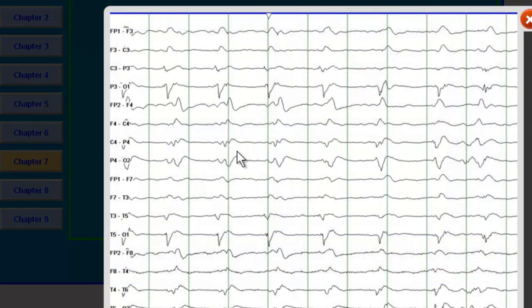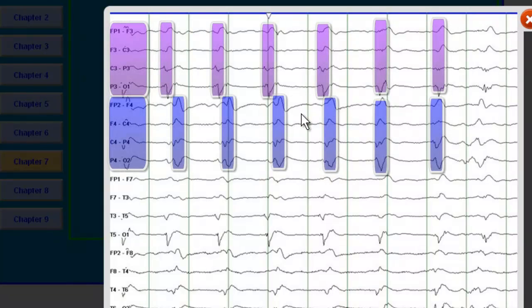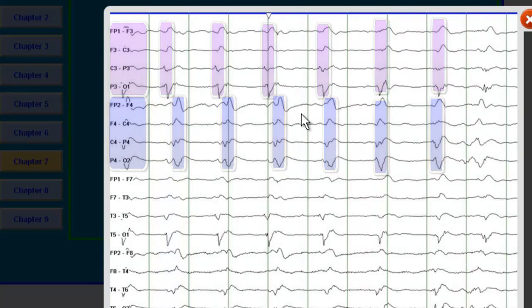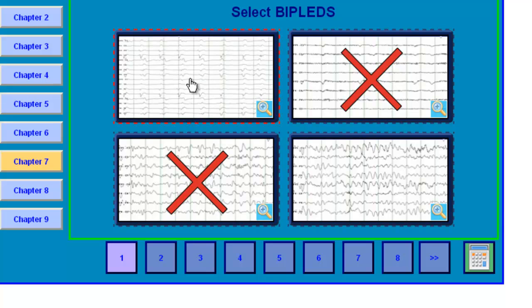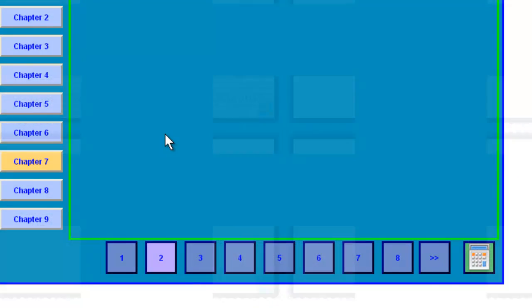And so this leaves us with this slide, and what you see here, you do see some periodicity. Now the difference between PLEDs, which is periodic lateralized epileptiform discharges, and BIPLEDs, which is bilateral periodic lateralized epileptiform discharges, is that these are discharges seen on both hemispheres, but are asynchronous. If the discharges were synchronous, you would call those GPEDs, or generalized periodic epileptiform discharges. So these are asynchronous, but bilateral, so you call these BIPLEDs. And if you see BIPLEDs in patients who've suffered a significant anoxic brain injury, this is a poor prognosis for functional recovery. So we'll select this one, and we've gotten it right. And this moves us to the next slide.